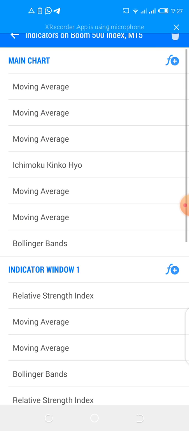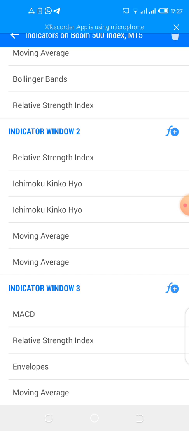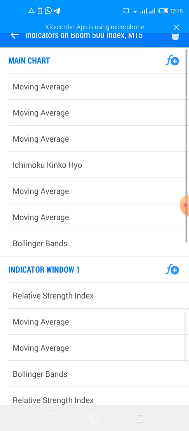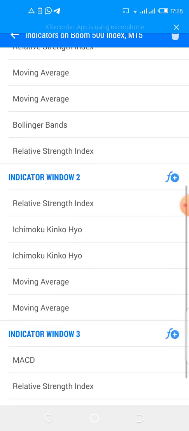And then we come to the moving average for the EMA. Remember, you are putting those indicators in an RSI window, okay? So this is our RSI window. Period, you can always leave at 1. It doesn't matter really the settings. All we need is the RSI window with the levels of 90, 50, 25, 75, and 10. But mostly we are using levels 90 and 10.